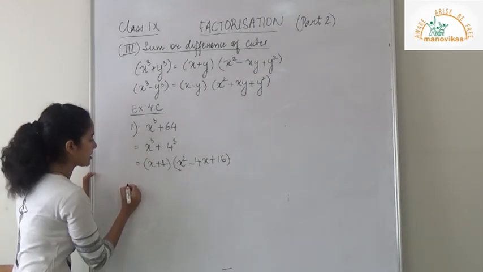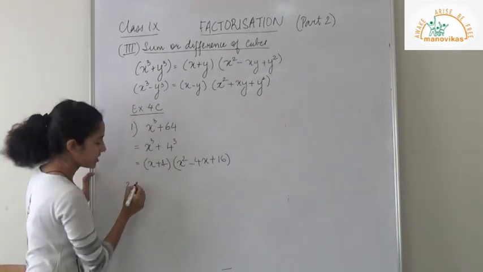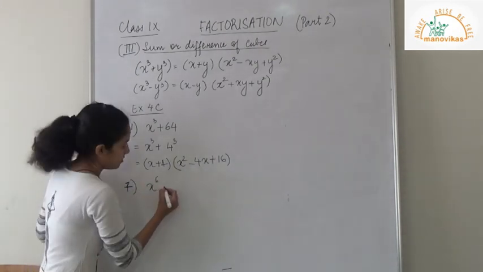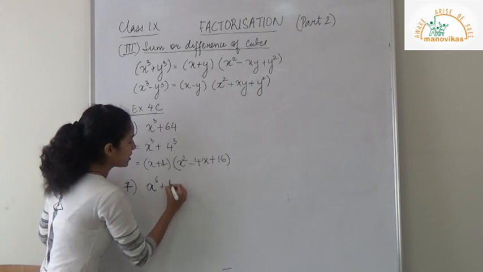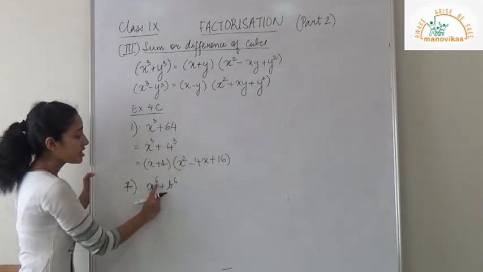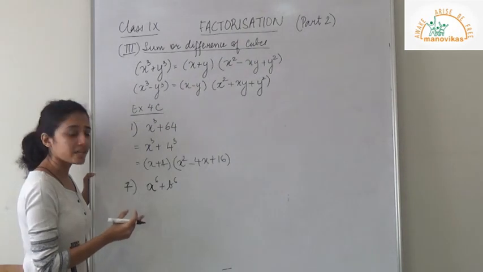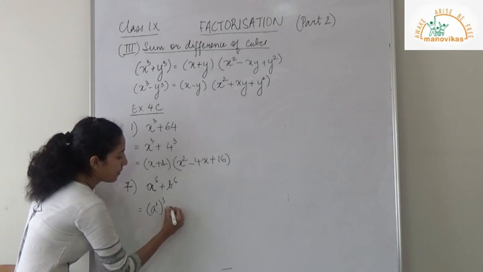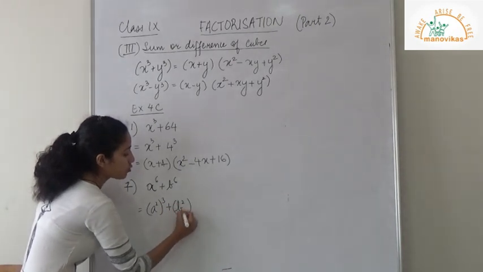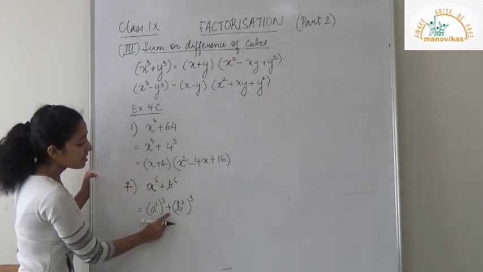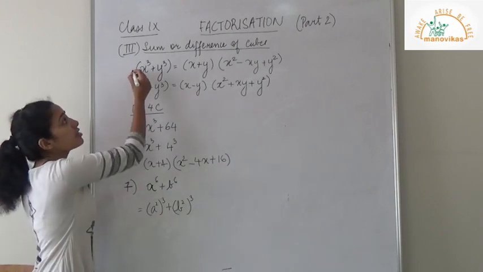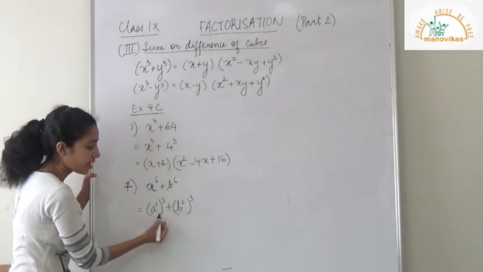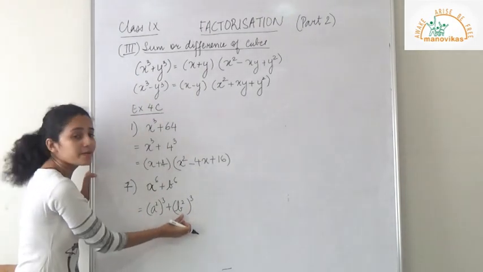Let us take another example. Problem number 7. a raised to 6 plus b raised to 6. Now note that 6 is a multiple of 3. So you can write this as a square the whole cube plus b square the whole cube. Now note that since the sign is positive, we will be again using the sum of cubes. But here instead of x there is a square, and instead of y there is b square.